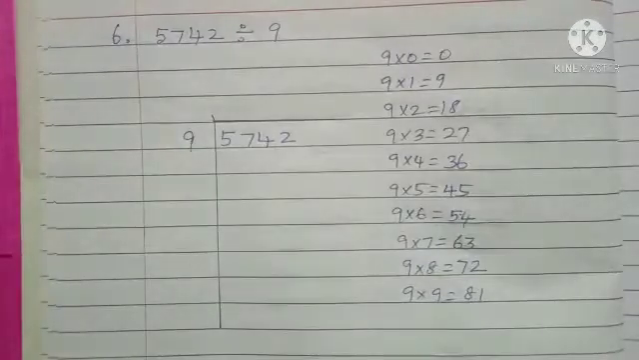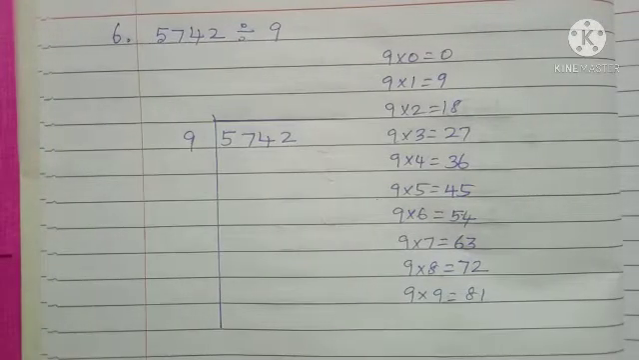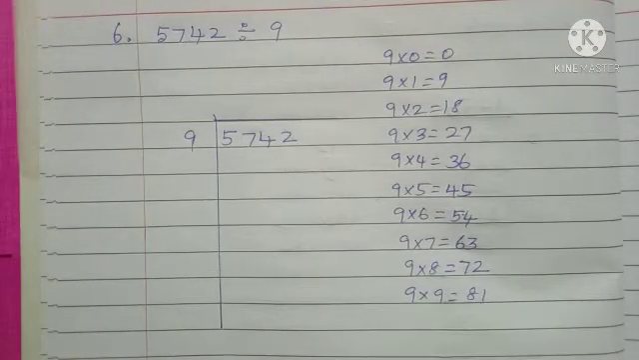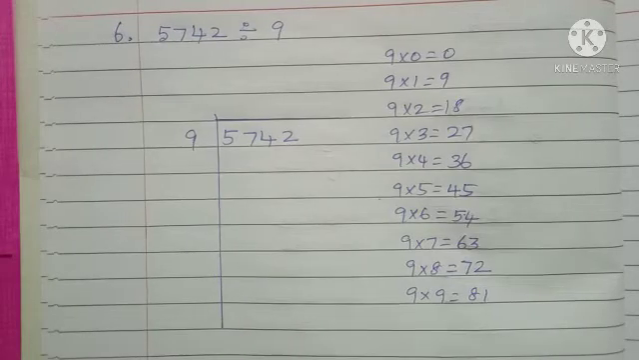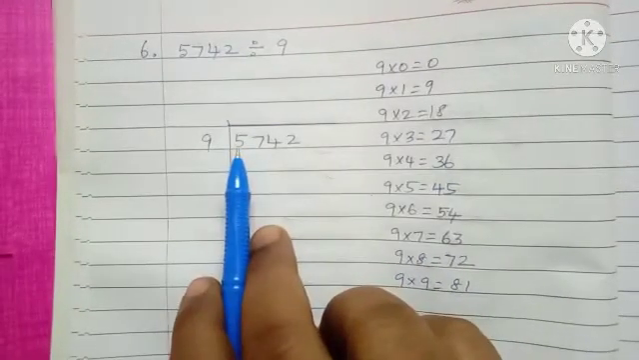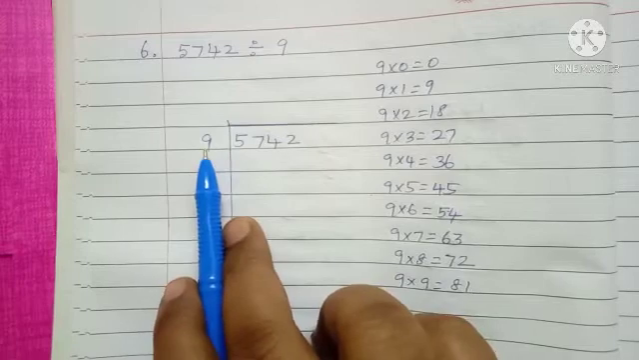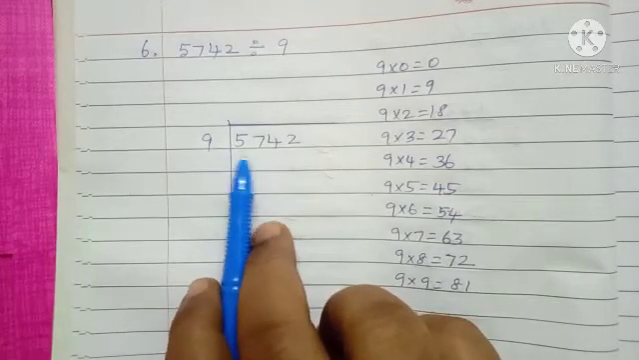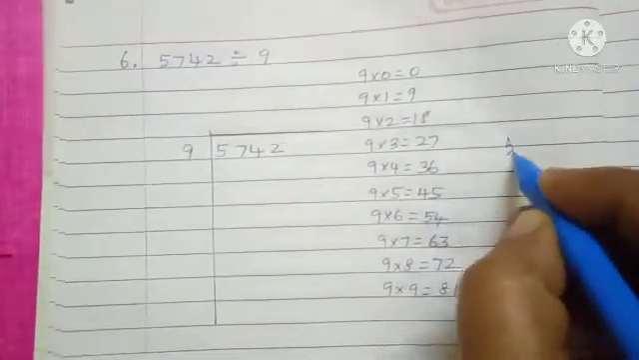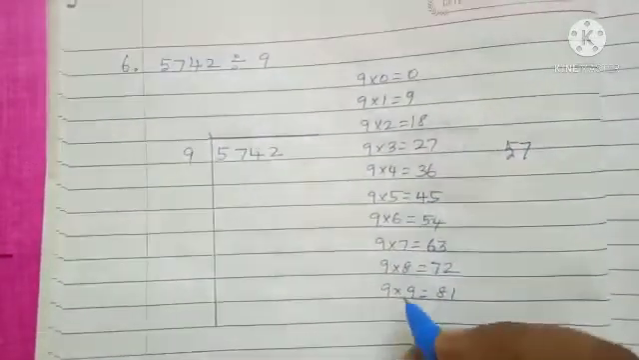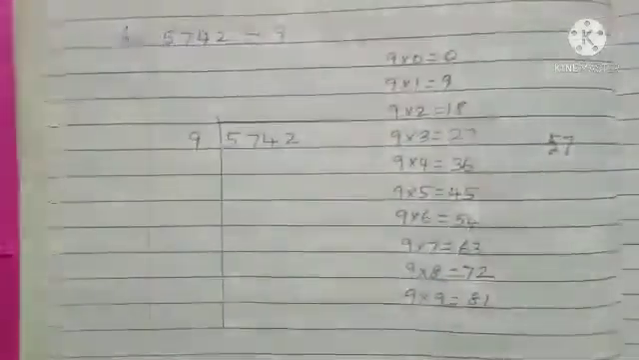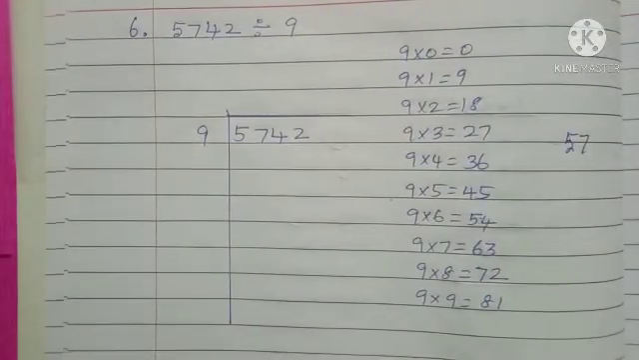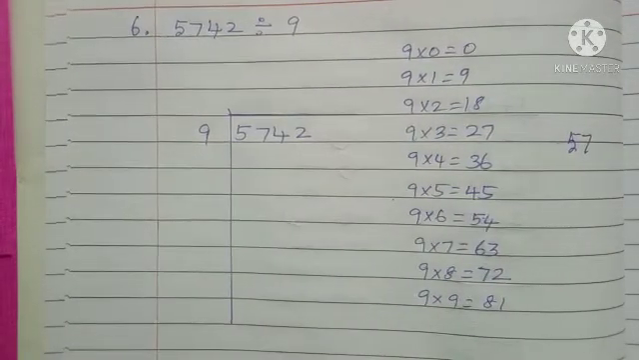Then the next one, sixth sum. 5742 divided by 9 table. So first you check the first number is 5. 5 is a smaller number compared to 9. So do not do it for the 9 table. So take both the numbers, 57. 57 is here. Say the 9 table. Before or same number that comes to 57, then stop the table.